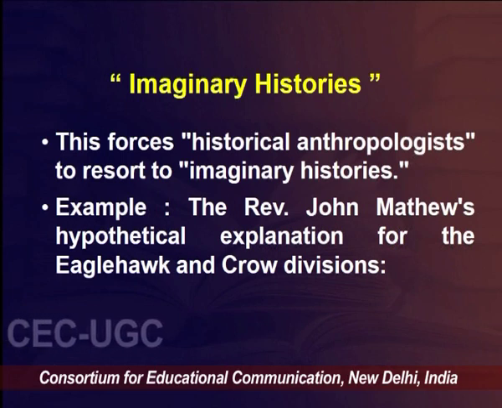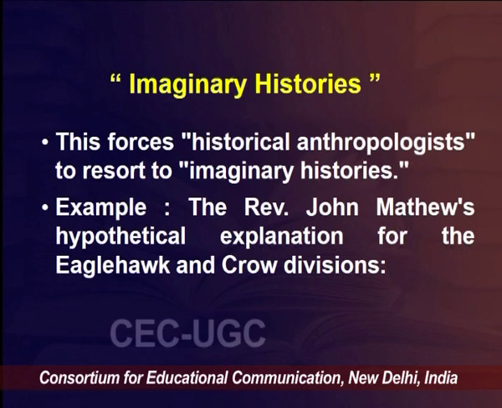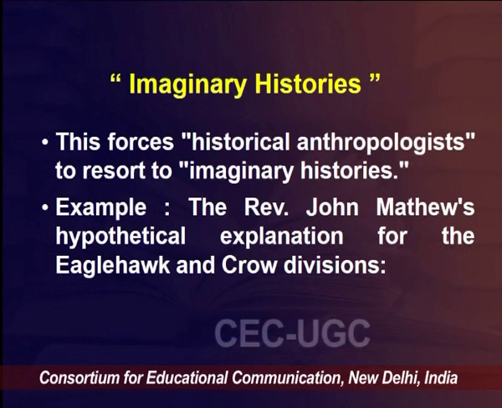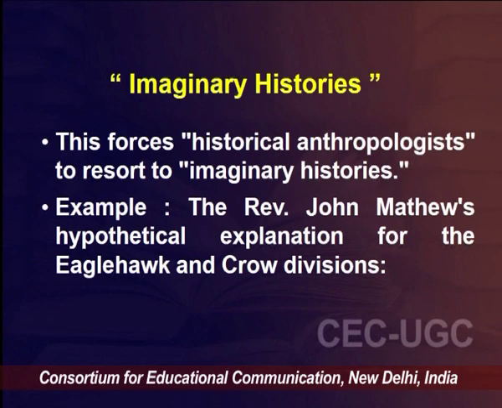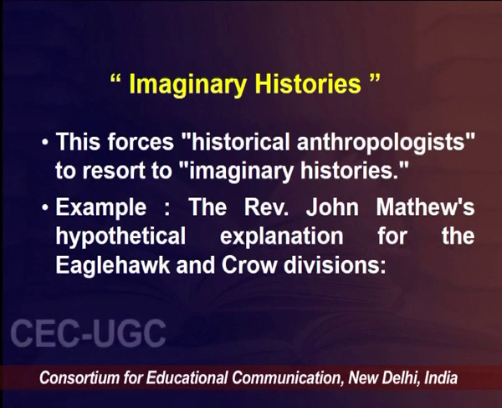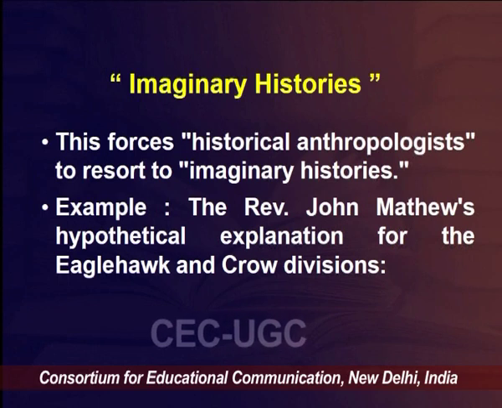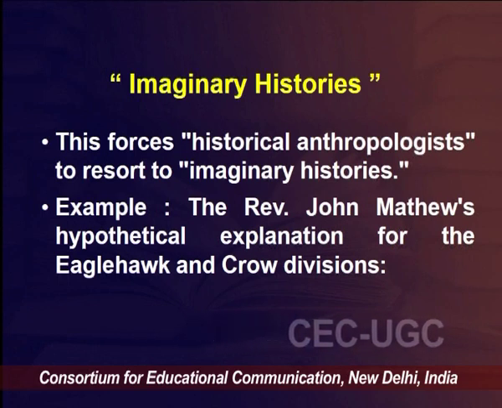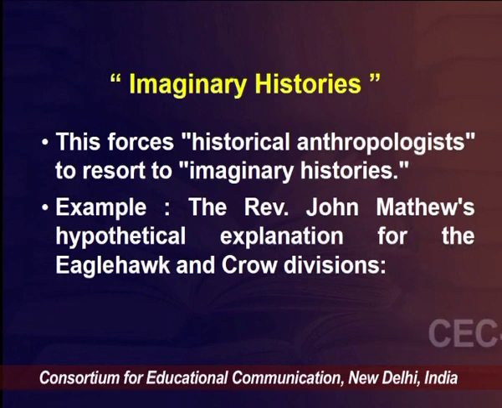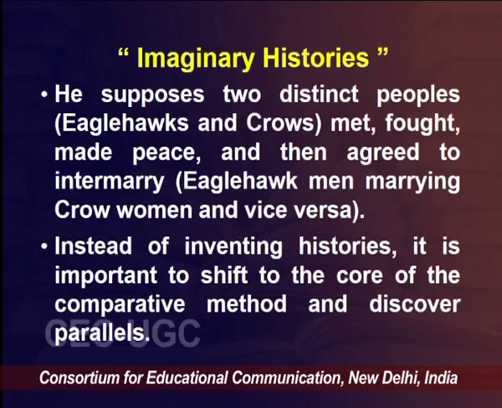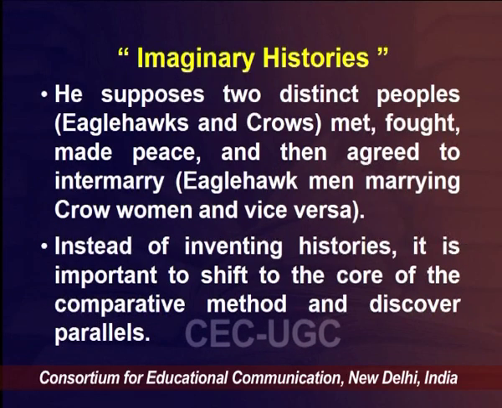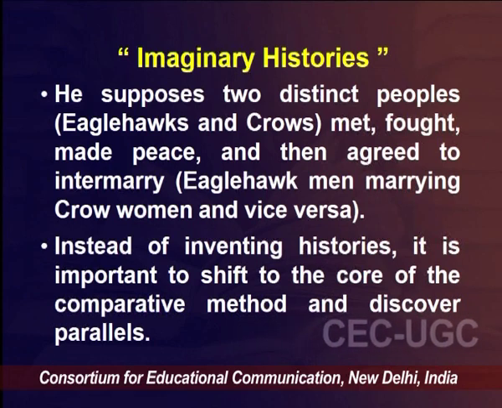And what are these imaginary histories? These imaginary histories are constructed through, say, folk tales and stories narrated in terms of the division of the plants and the animals, and here the reference is to the Rev. John Matthews' hypothetical explanation for the eagle hawk and the crow division. He supposes two distinct people, eagle hawk and crows, met, fought, made peace, and then agreed to intermarry.